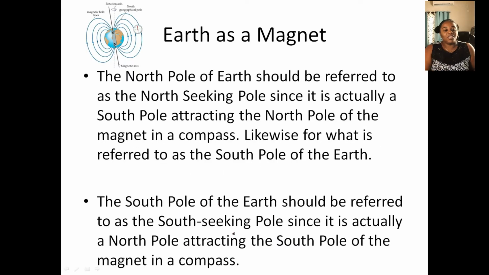So the south pole of the earth should be referred to as the south-seeking pole, since it is actually a north pole attracting the south pole of the magnet in a compass.